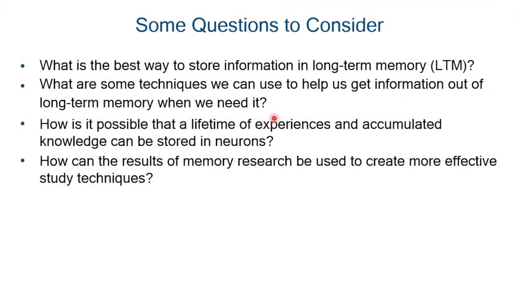These are some of the questions that we're going to ponder on while listening to this discussion. First off, what is the best way to store information in the long-term memory? What are some of the techniques that we can use to help us get information out of the long-term memory when we need it? And third, how is it possible that a lifetime of experiences and accumulated knowledge can be stored in the neurons? And lastly, how can the results of memory research be used to create a more effective study technique?